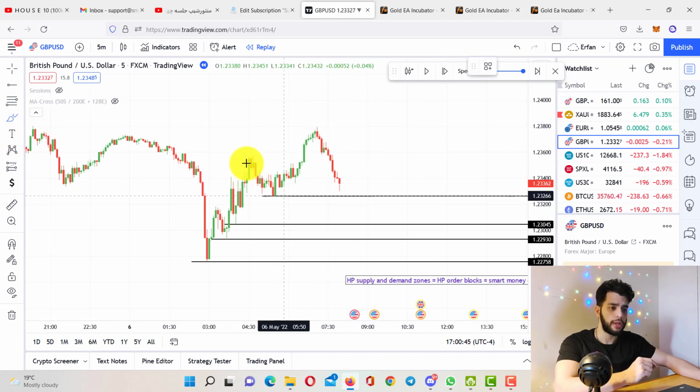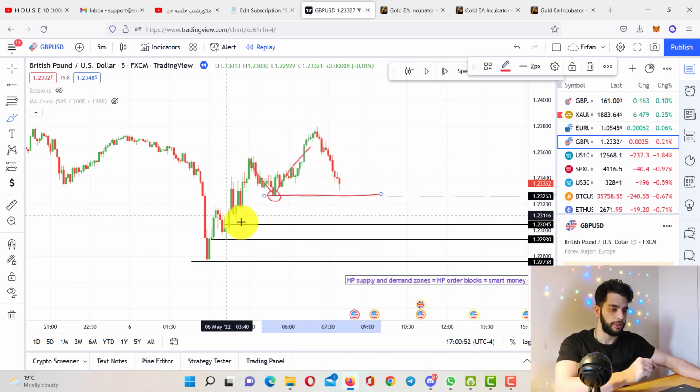So for example, this is our support level because we had a correction and then it actually bounced up. So this line makes a support level here. Same as here. It went up, came down, and then it went up again. So this one is our support level.